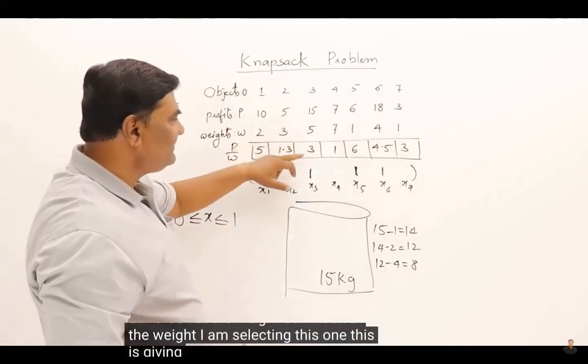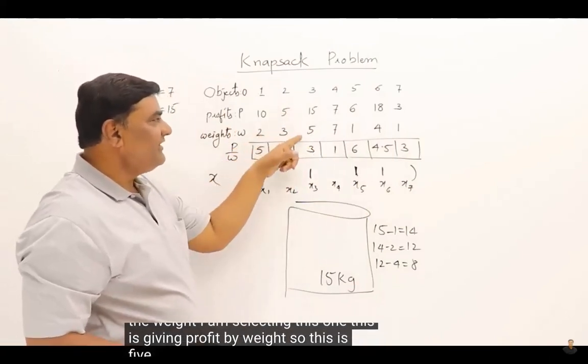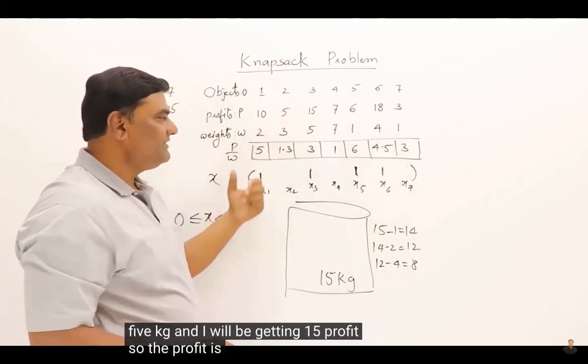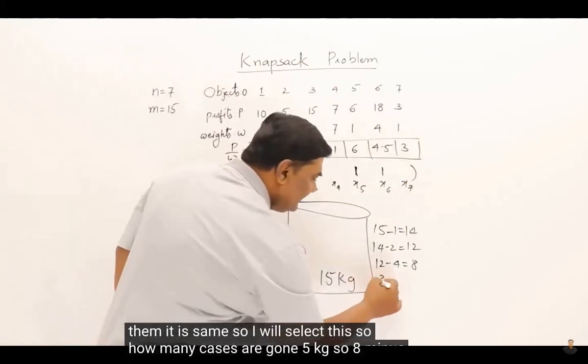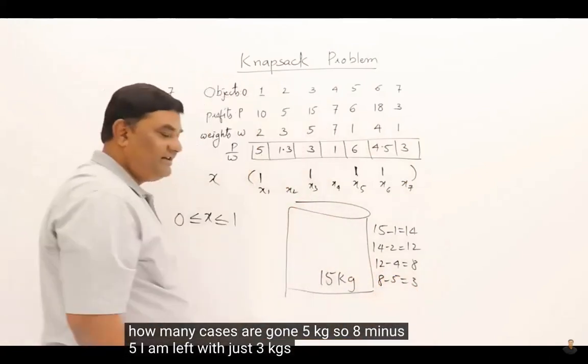I'm selecting this one. This is giving profit by weight. So this is 5 kg and I'll be getting 15 profits. So the profit is same only, for both of them it is same. So I'll select this. So how many kgs are gone? 5 kgs. So 8 minus 5, I'm left with just 3 kgs in the bag.